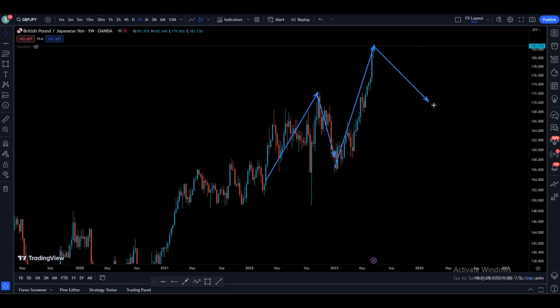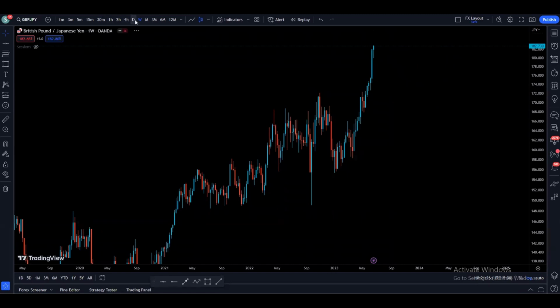So we can anticipate a pullback to form support and keep going higher to reach the previous high, and hopefully make a new higher high. But right now we can see that the weekly candle is pretty much bullish, so we will go to the lower time frames to find out more details and for some trading opportunities.